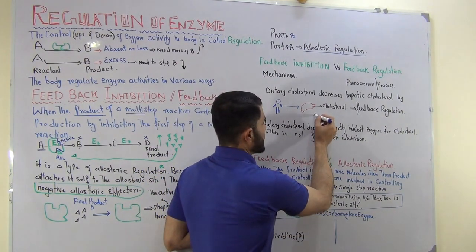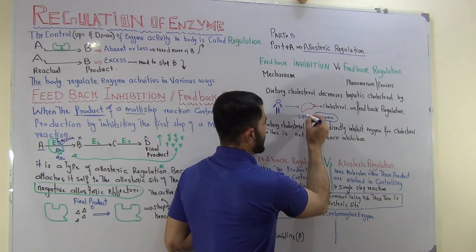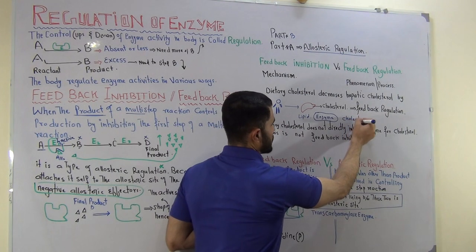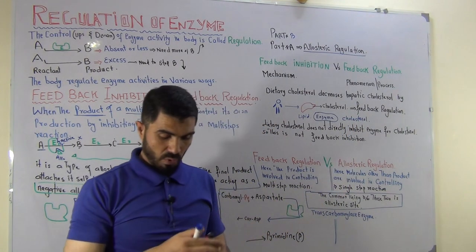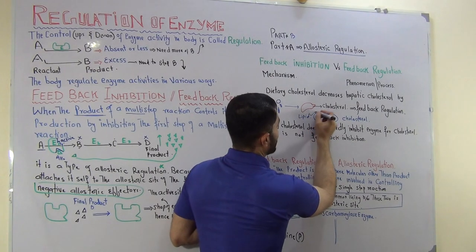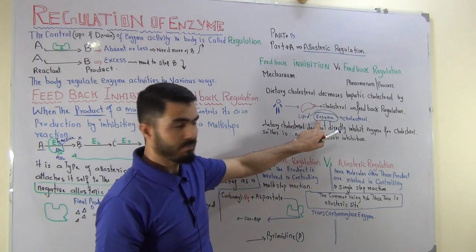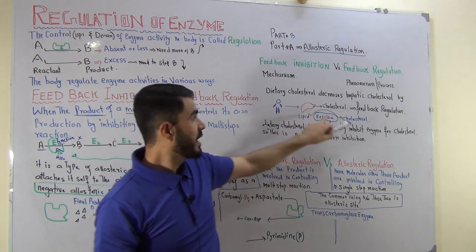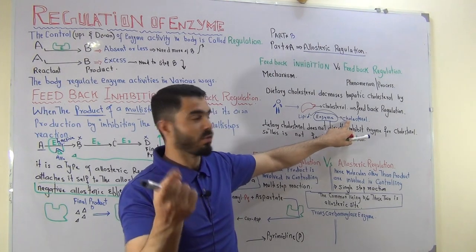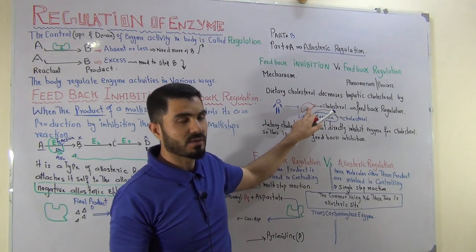So what does this enzyme do? This enzyme converts a lipid into cholesterol. Cholesterol is also an important lipid. A video lecture is also available on cholesterol. So this conversion of lipid into cholesterol is done by the enzyme present inside your liver, and this cholesterol is called hepatic cholesterol. Why? Because this cholesterol is produced inside your liver, so we call it hepatic cholesterol.